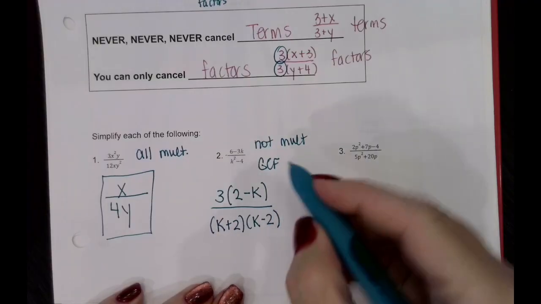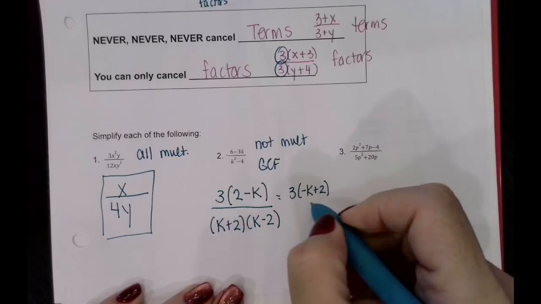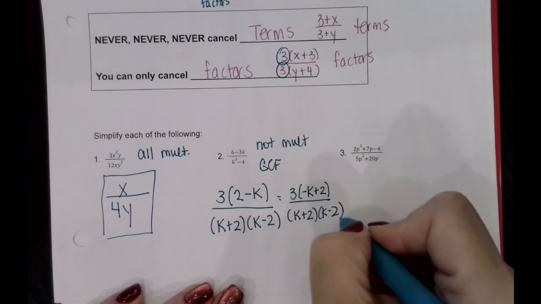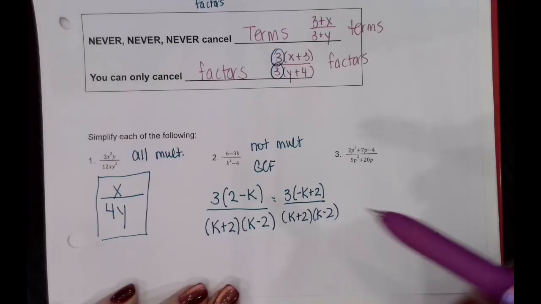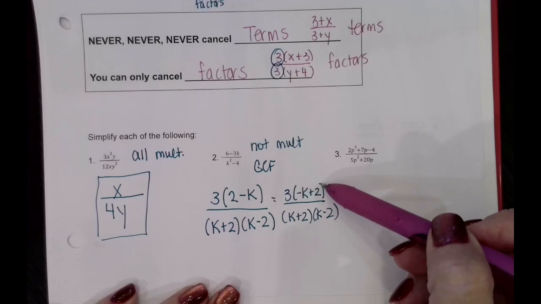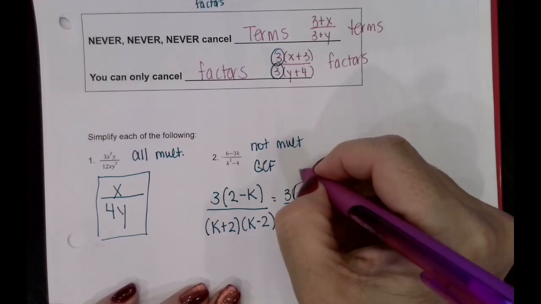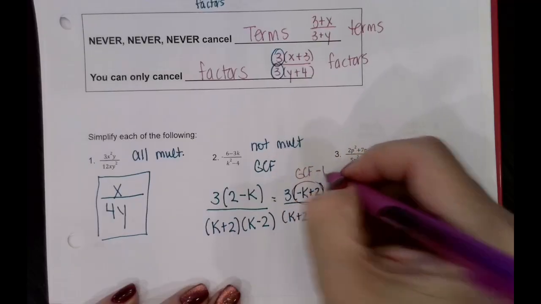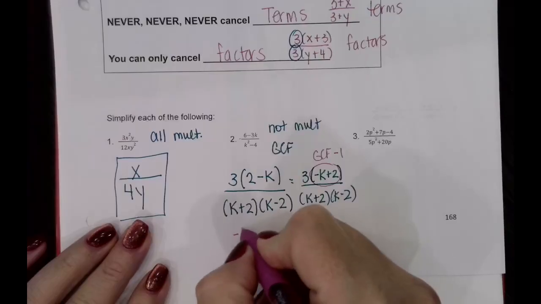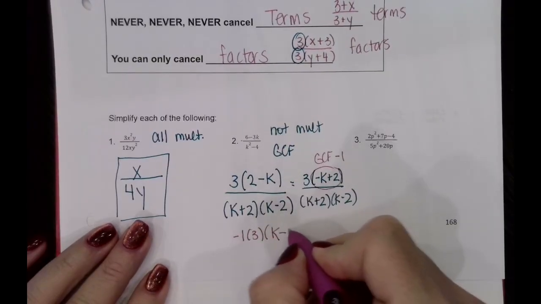So I'm going to rewrite this numerator, and I'm going to say 3 times (2 minus k) over (k plus 2)(k minus 2). Now, what you see here is that this is a negative k, and this is not a negative k. These do not cancel in this form. But what I can do is I can take all of this and I can factor out a GCF of negative 1. So if I pull out a negative 1, now I have negative 1 times 3, and then I would have k minus 2 on the top.